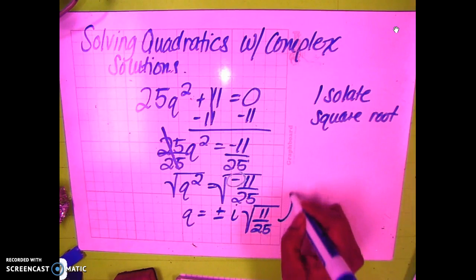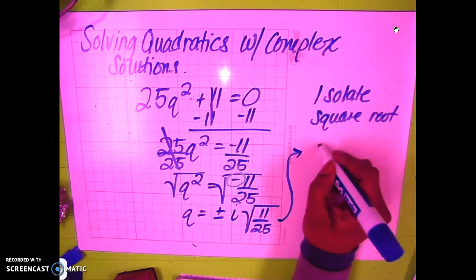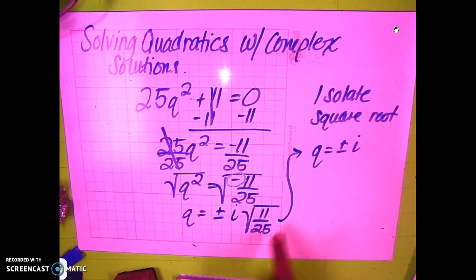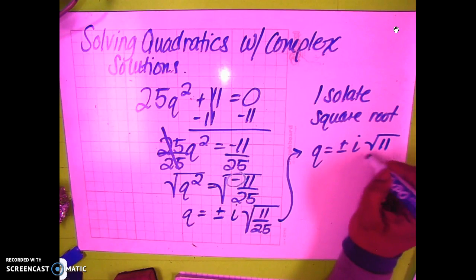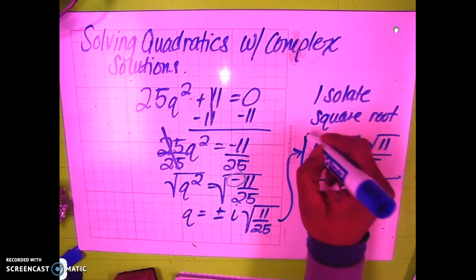So q equals plus or minus i. The square root of 11 has no perfect square that's a factor of it except for 1, so we're just going to keep it as the square root of 11. And then the square root of 25 is 5, so that will go on the bottom. And this is the final answer.